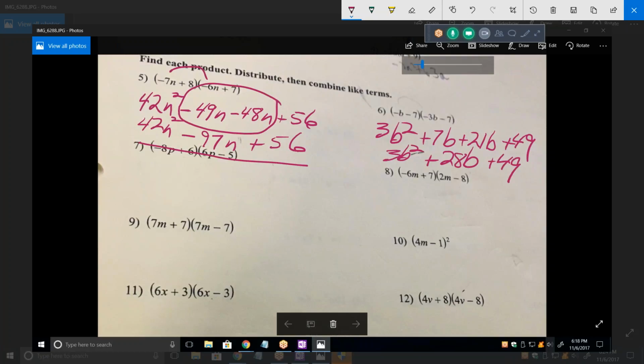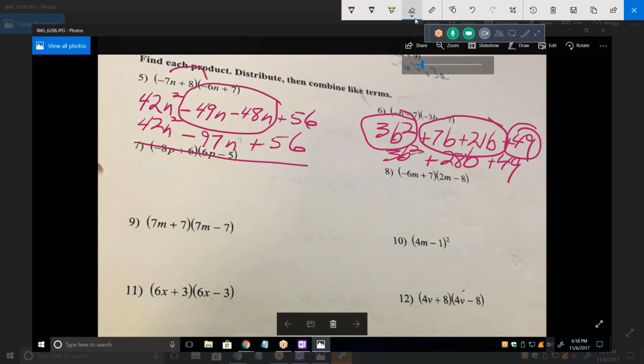Like I said, I don't know if it's 100% of the time or not, but 99% of the time, it's those two middle terms that combine. You're not going to have any other b squareds, and you're not going to have any other pure numbers.